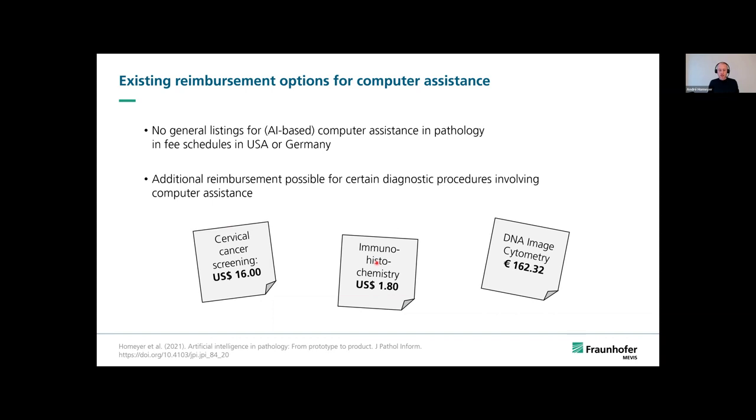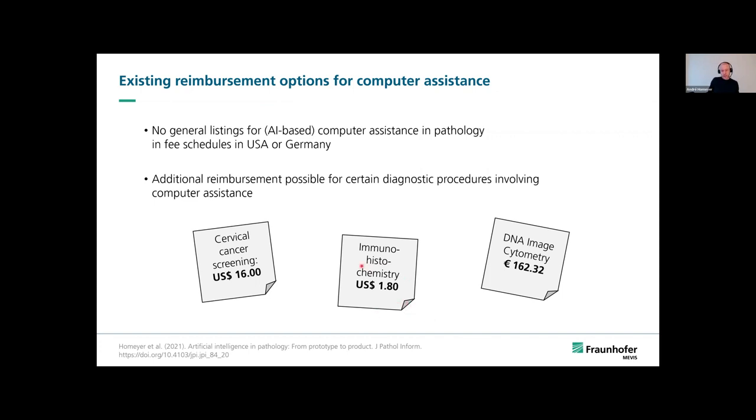The value here of computer support is to improve the accuracy and reproducibility of the resulting scores. It's interesting to note that the possibility to obtain reimbursement for computer support exists already since 2004, so it's very old. However, the additional fees for computer support declined from about $30 in 2009 to $1.80 in 2020.